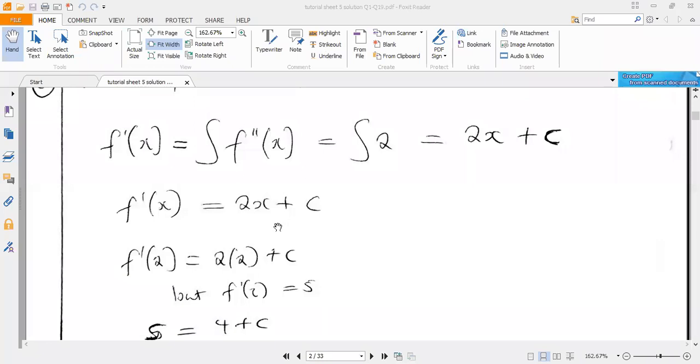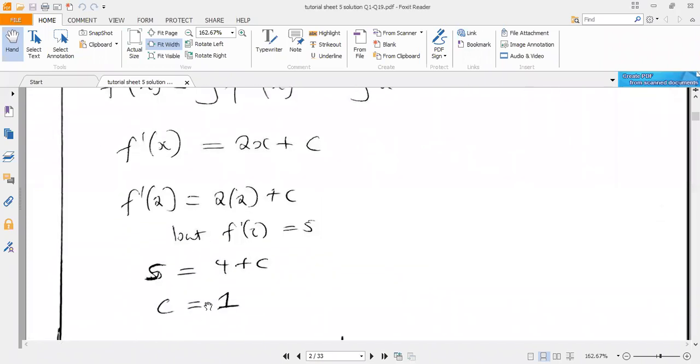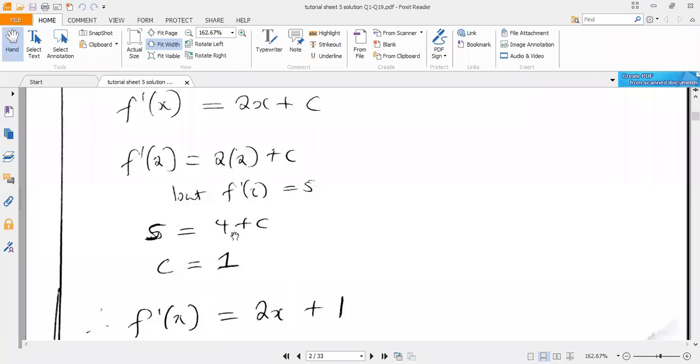I'll reshare the notes. So f prime of x is equal to 2x plus c. So f prime of 2 is now equal to 2 times, where there's x, you put 2, plus c. But then you realize that f prime of 2 is equal to 5. So 2 times 2 is 4 plus c. We equate it to 5. So 5 is equal to 4 plus c. Then take the 4 to the other side, it will be 5 minus 4 is equal to c. So your c now is equal to 1.